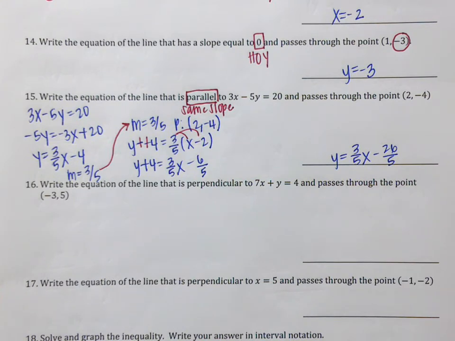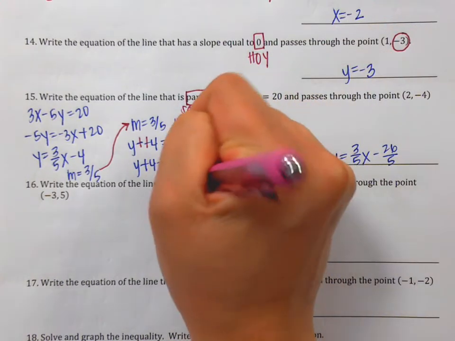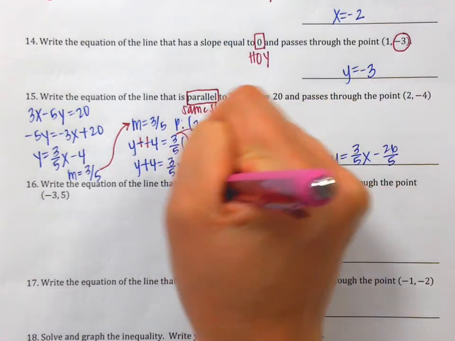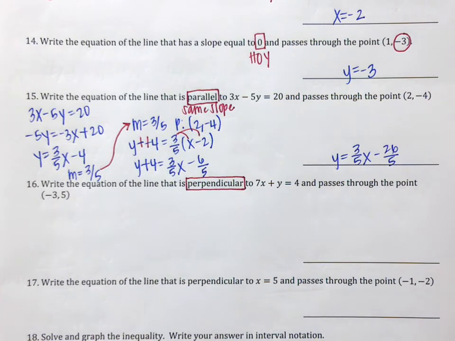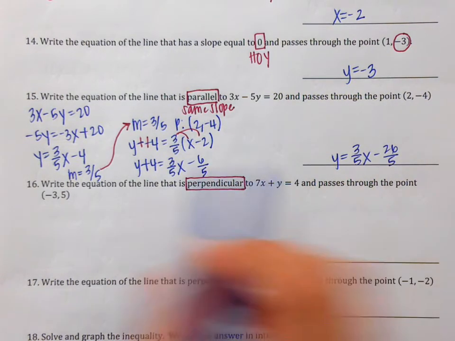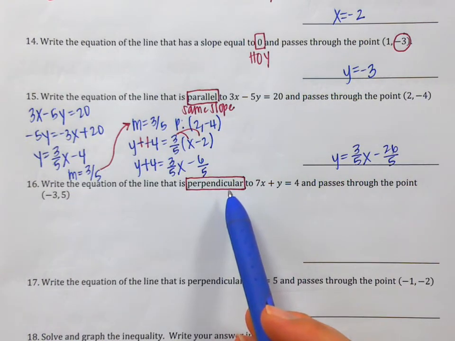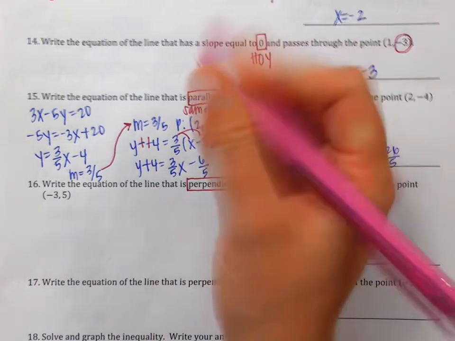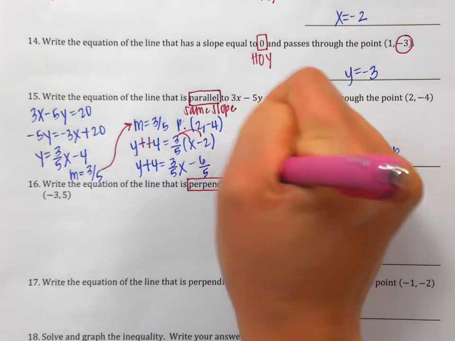Okay, let's move on to 16. Write the equation of the line that is perpendicular, keyword there, to 7x plus y equals 4 and passes through the point -3, 5. So perpendicular, just like over here, all I care about is the slope. Now it's not the same slope, but now it's the opposite reciprocal slope.